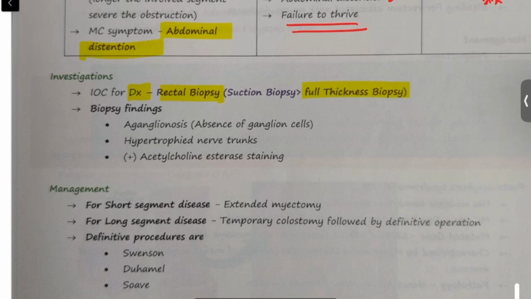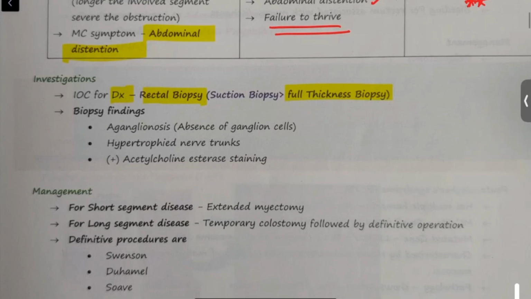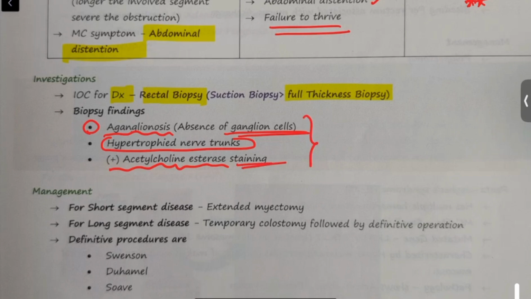So after doing the biopsy, we'll look under histopathological examination, and under that what will be the findings? There will be aganglionosis, that is absence of the ganglion cells in both myenteric as well as Meissner's plexus. After that, the nerve trunks whatever is left will be hypertrophied, and there will be positive acetylcholinesterase activity in that staining. Okay, so these three are the features in biopsy.